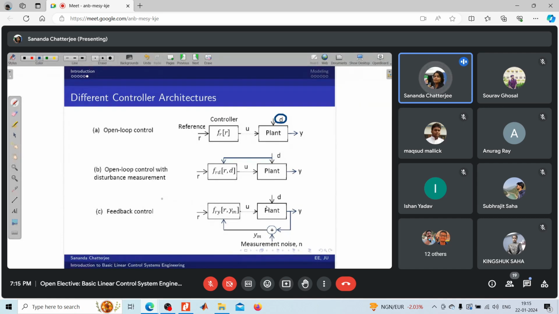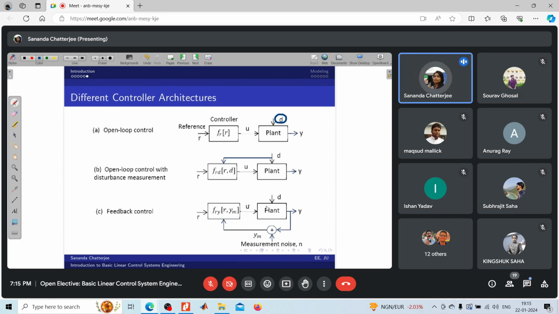So finally we came to this structure of the controller, where the controller will take its measure. That is, it will generate the signal u based on the reference signal as well as the measurement of the output which we are trying to control. That means it will use a sensor in the feedback loop, and using the output of the sensor along with the reference signal, it will generate the control input u.